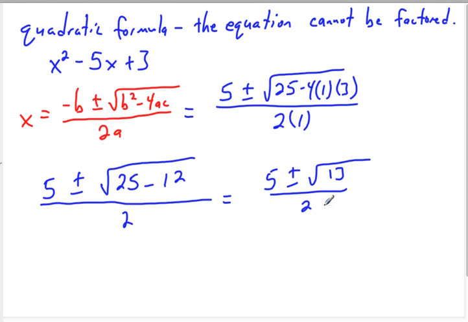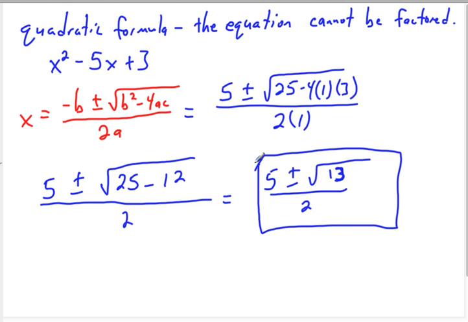And at this point, if you have a calculator, you can figure this out. This isn't going to be a whole number answer, and you can't really do this by hand, so you can either leave it like this, or if you had a calculator, you could figure out that the square root of 13 is something like 3 point something, and then you can figure out the decimals.